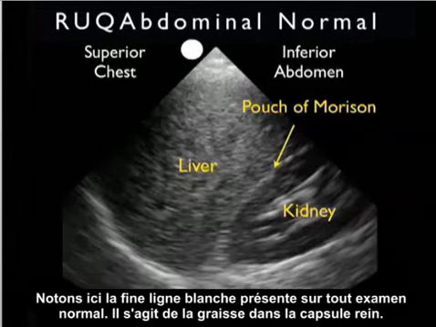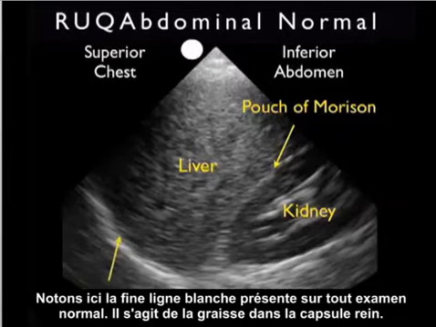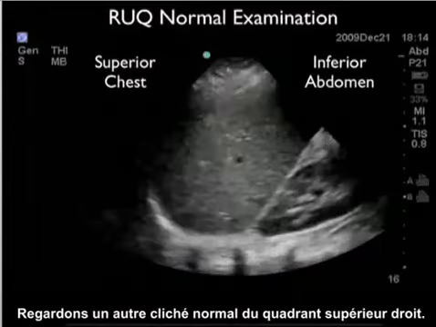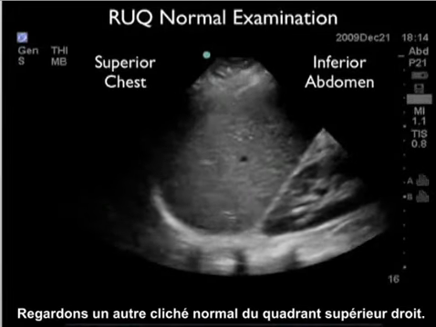Note here we see a thin white line making up a normal exam and representing the fat within the capsule around the kidney. Notice to the left of the liver we see the white diaphragm that represents the interface between chest and abdominal cavities. Let's take a look at another normal right upper quadrant examination.